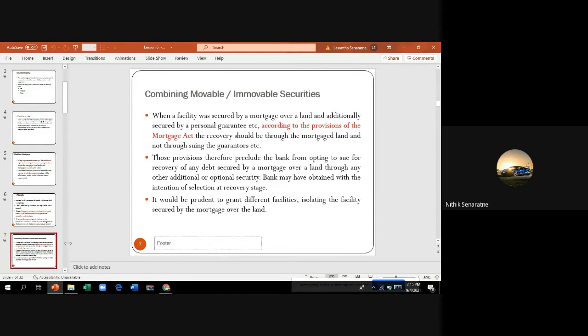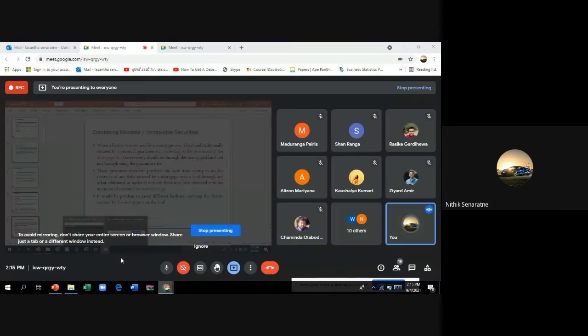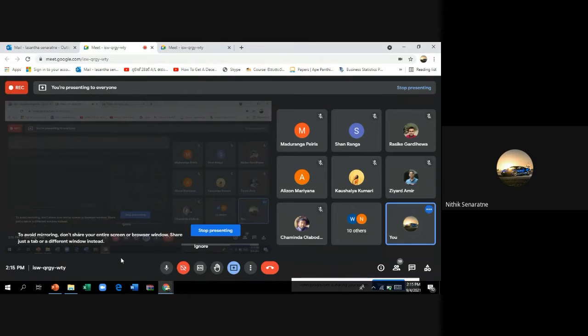So normally what happens is bankers straight away say, okay, collateral, property mortgage.